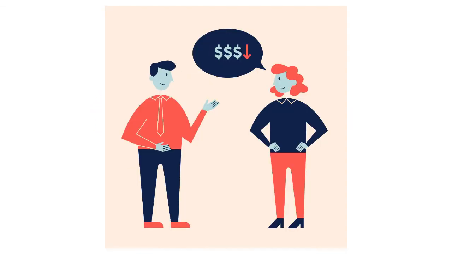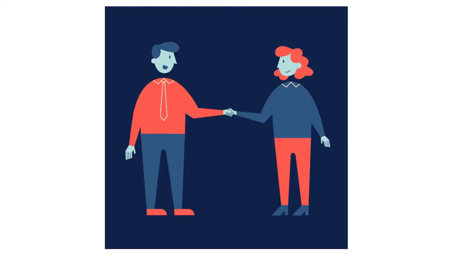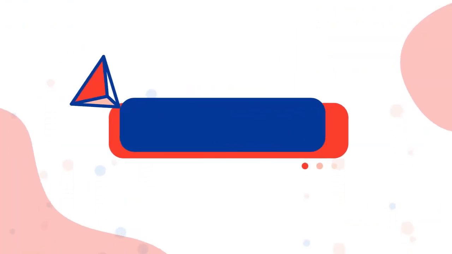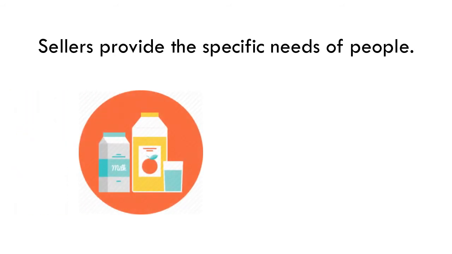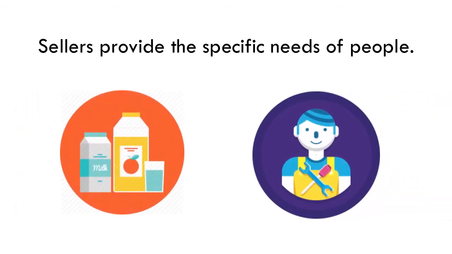Let's now discuss business transaction. A business transaction will only take place if both the buyer and the seller are present. Identifying buyers and sellers. Let's start with sellers. Sellers provide the specific needs of people by offering products and services.